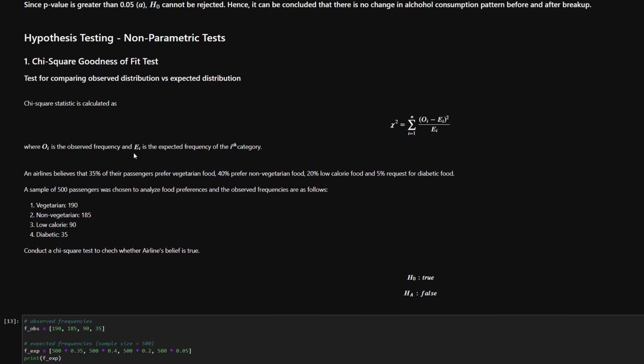So first of all, what we have is the chi-square goodness of fit test. Now it basically tests for comparing the observed distribution versus the expected distribution, and it is calculated using something fancy like this. What we need to remember is what test is used for what and under what circumstances it is used. I hope it's not too confusing.